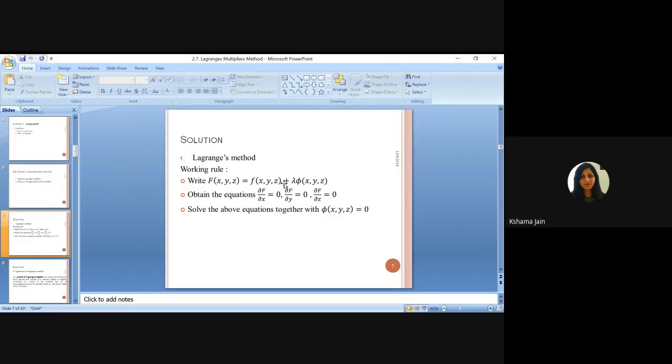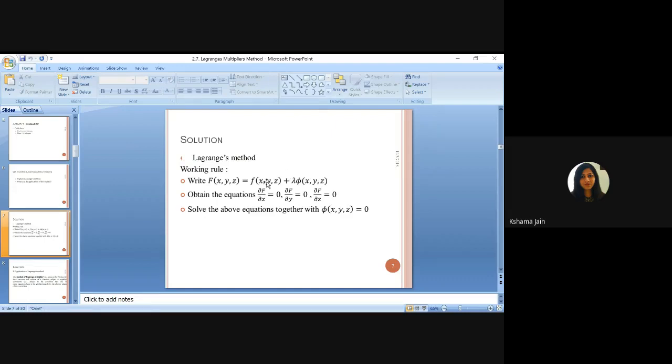You see there are two functions. Lambda is the Lagrange's multiplier. This is called Lagrange's multiplier. The first function is the function of which you need to find the maxima or minima, and the second function, phi, is the condition given. Otherwise, after that the pattern is the same only.